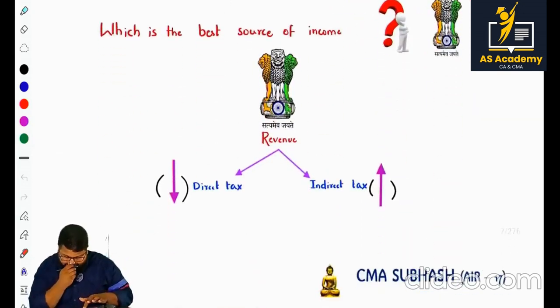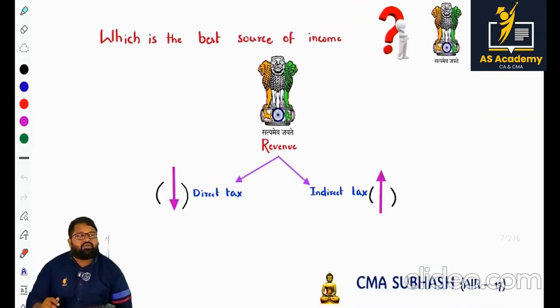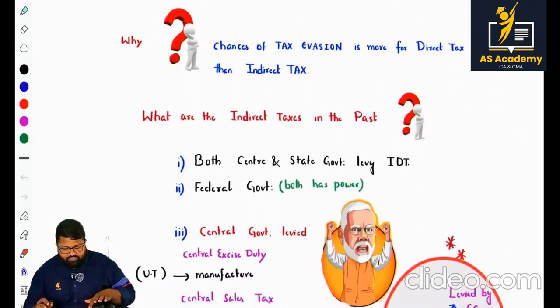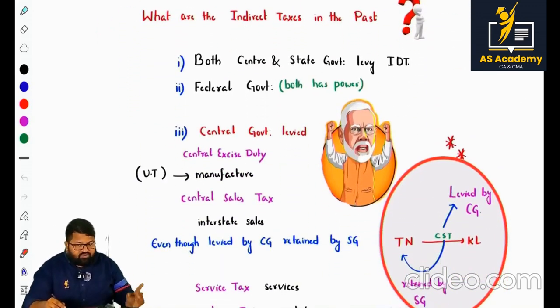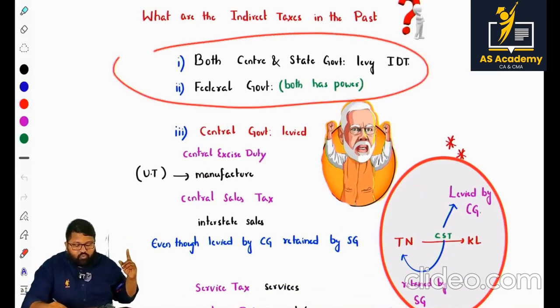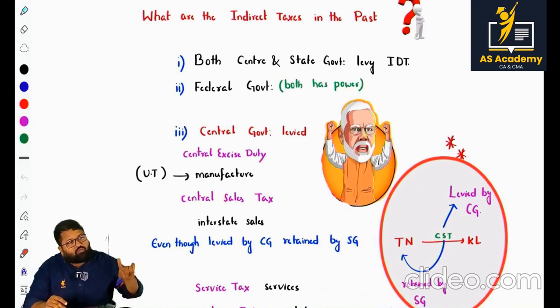And next, what is the best source of income, direct or indirect? Indirect tax. Indirect tax is the best source of income because everyone has to pay it, and there is less chance of evasion. So earlier, these first two points are most important. Who has the power to levy indirect tax? Both central and state. And our government is known as what type of government? Federal form of government.